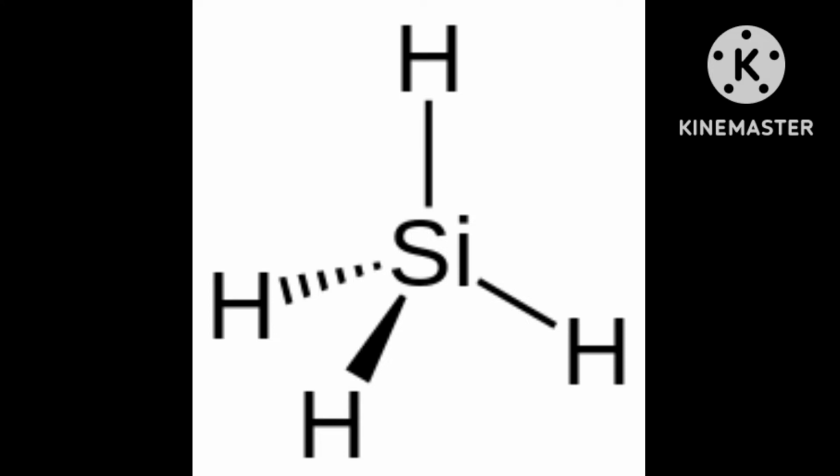Now I am going to discuss the third category of hydrides, that is called metallic hydride, also called non-stoichiometric hydride. This is the third category. These are formed by many d block and f block elements.